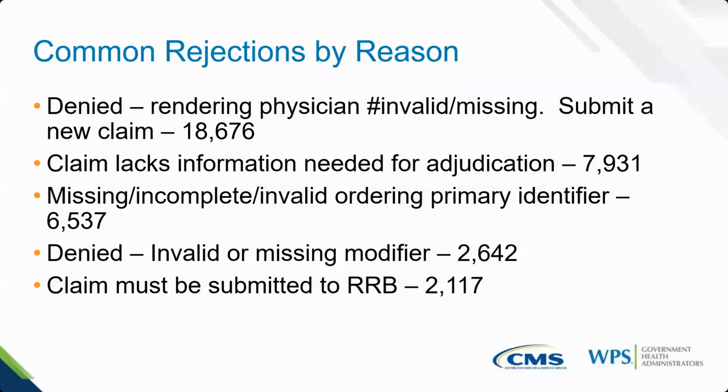The next reason, missing, incomplete, invalid ordering primary identifier. CMS has published information on services that require an ordering provider, and if that information is missing or incomplete or invalid when it is required on the claim, it's going to reject. Over 6,500 claims or claim lines rejected for that particular reason.